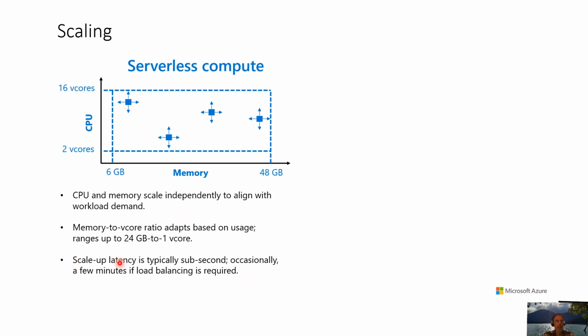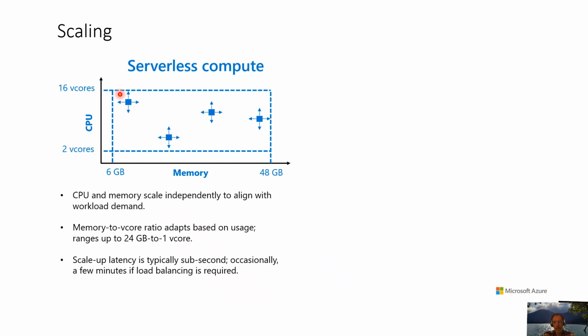In terms of scaling latency, suppose, for example, at one point in time, the database is using 2 cores, and then at the next moment in time needs to suddenly burst to 16 cores. That scaling speed is typically very fast, in under 1 second. There can be occasions where that scaling speed takes on the order of a few minutes, but that's only if load balancing is required internally by the service, which is a much more rare occurrence. And we'll talk a little bit more about that later in this session.